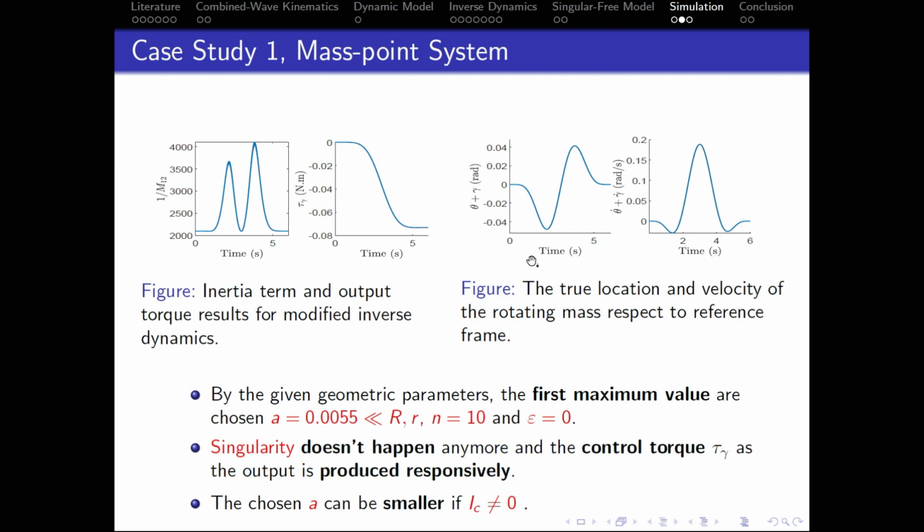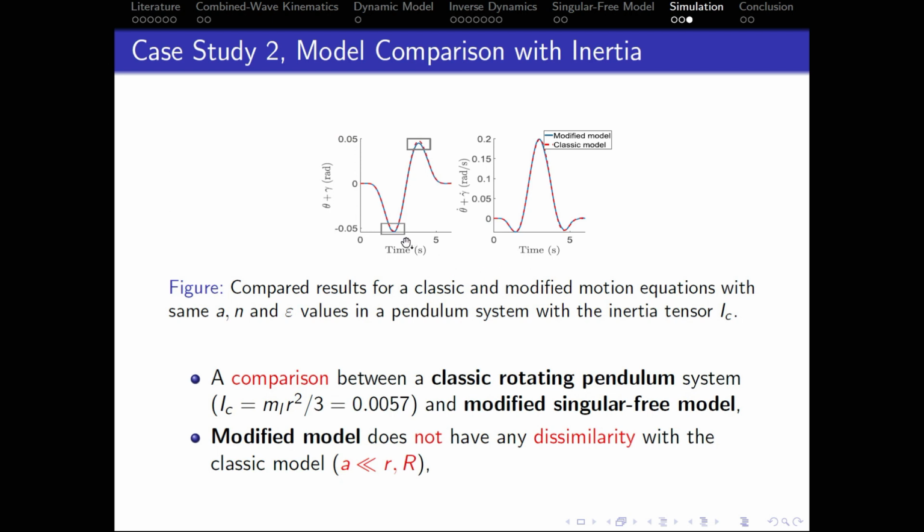And in the second case, we compare our modified model with the classic rotating system, where we include arbitrary inertia and make it a pendulum system. And we see that the combined wave actually doesn't have a serious effect on the angular locomotion and the velocity of the whole system.